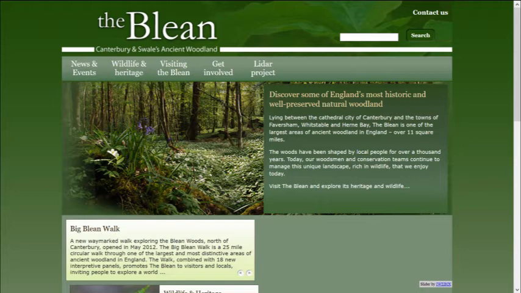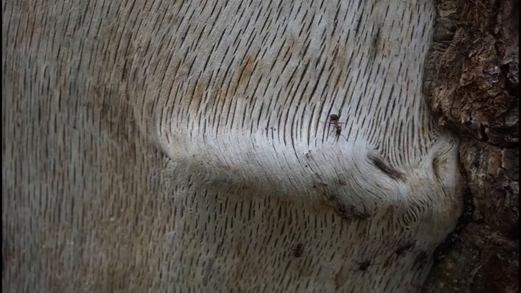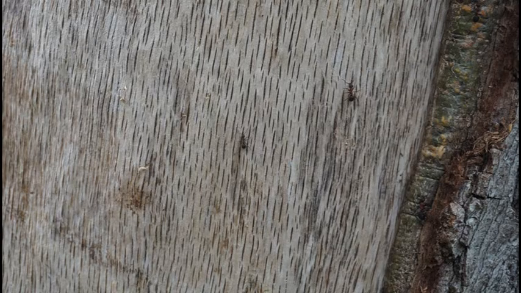Blean is one of the largest areas of ancient woodland in England, over 11 square miles. The woods have been shaped by local people for over 1,000 years, and they are still doing it. Blean Woods is a place I know well, and over recent weeks it's been filled with people who have stepped inside like visitors from another planet, suddenly discovering trees for the first time.